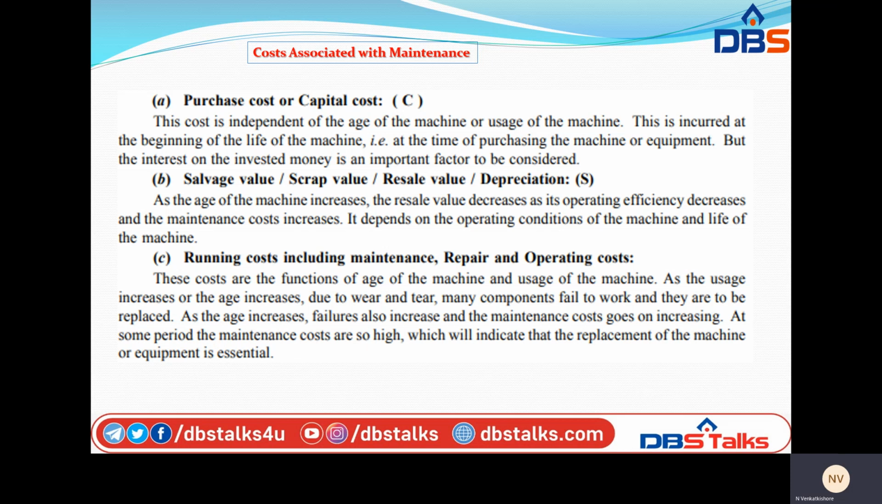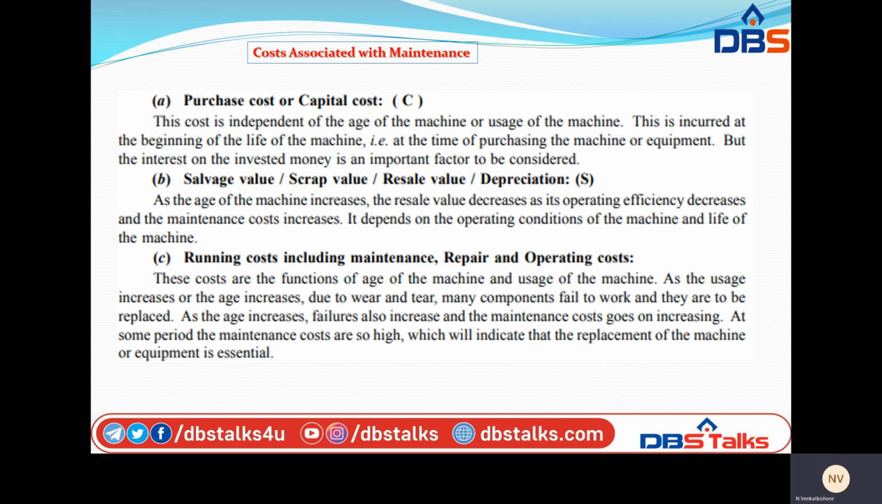Suppose a bike is purchased for 1 lakh rupees. The 1 lakh rupees of cash is converted to a physical component, that is called a bike. So that is called the purchase cost or capital cost. It is a one time investment. At the time of purchasing the machine or equipment, that is called the capital cost.